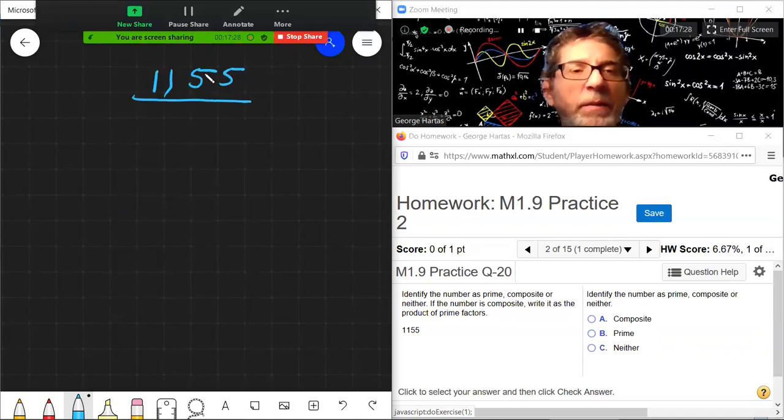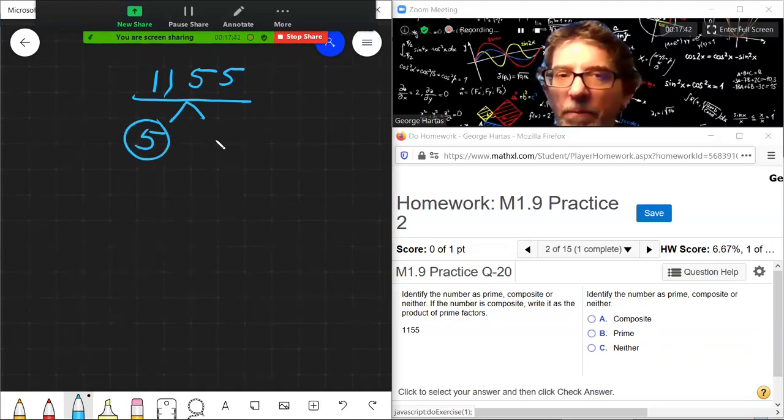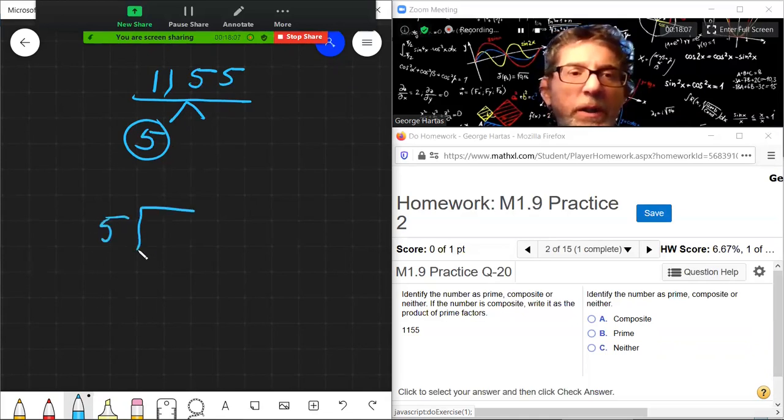What times what is 1155? I have no idea. However, this ends in 5, so I know for sure that 5 times something is 1155. So I circled the 5 because it's a prime number. Now, how do I know what 5 times this is to give me 1155? We're going to do the opposite, the inverse of multiplication, which is division. We're going to divide 5 into 1155 to give us this. So quick and dirty, nothing fancy here.